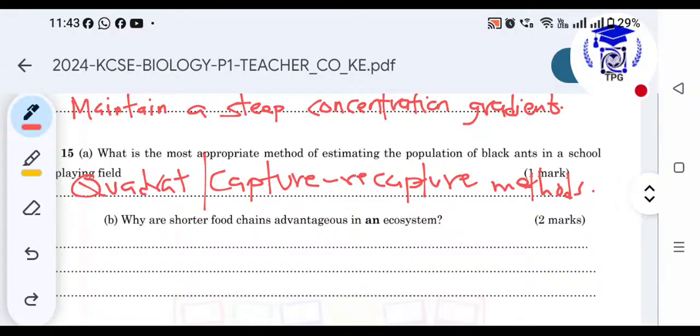Question B. Why are shorter food chains advantageous in an ecosystem? The reason why shorter food chains are advantageous within an ecosystem is because they have fewer, or what we call less, trophic levels.